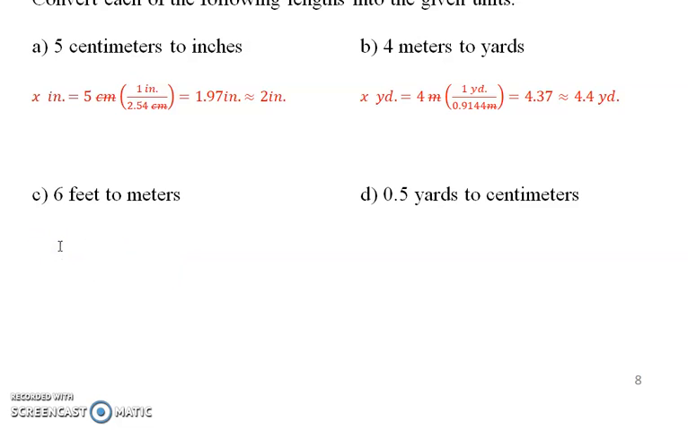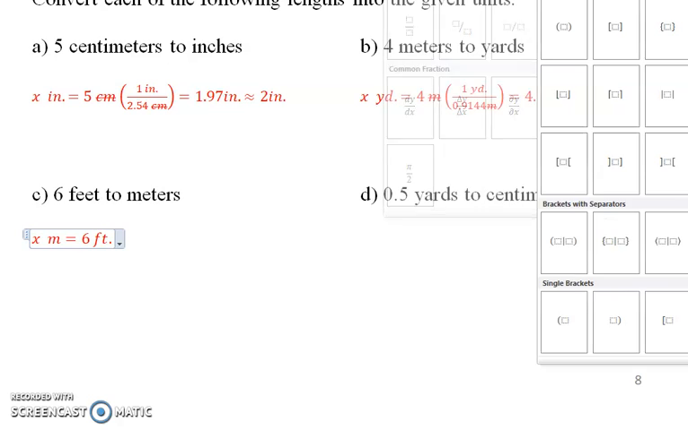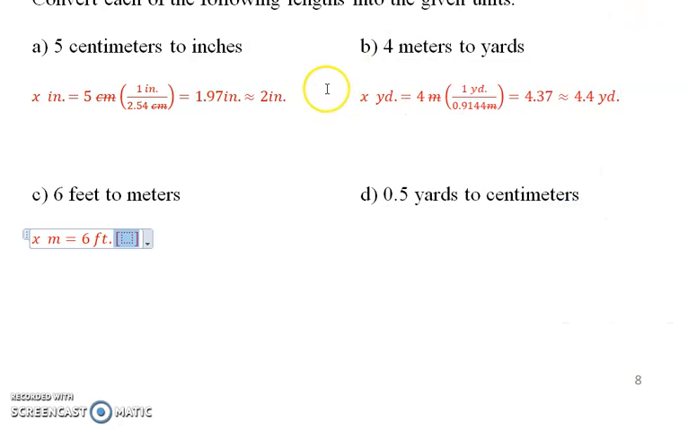The next one is 6 feet to meters. So this time we're looking for X number of meters. X number of meters is equal to 6 feet, and then we're going to insert a fraction, and we're going to look for feet to meters.